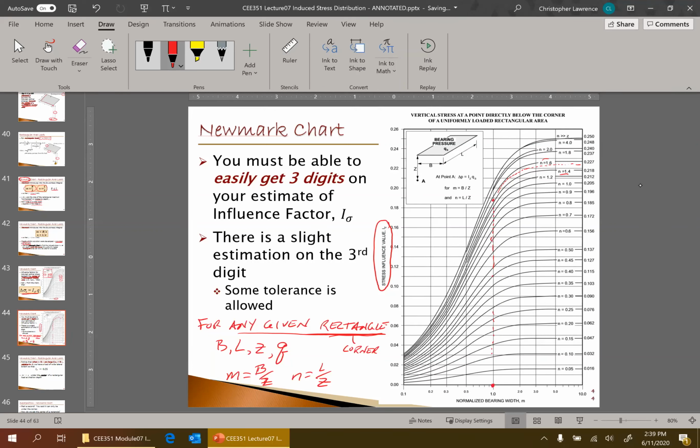So what's the value of I? Everybody look at this and get your own number. I'm going to get my number. What is the value of I for this situation, if M equals 1 and N equals 1.5? What is I? 0.223. Is that what I'm looking at? No. 0.22 is right here.